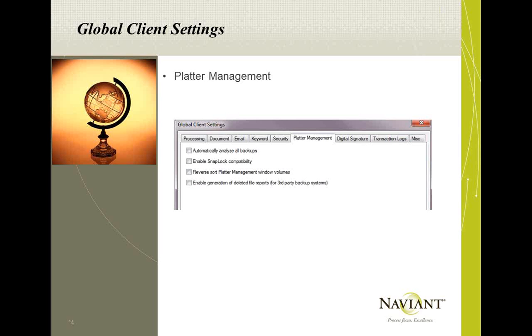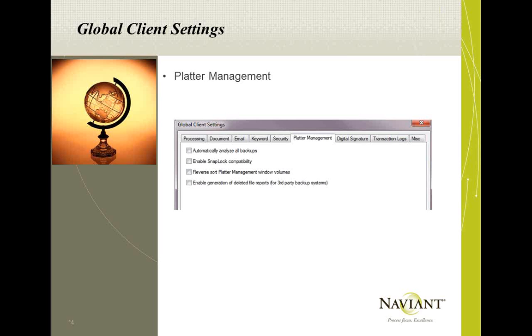And then the third one down, the reverse sort platter management window volumes. So this just reverses the order in which you're seeing them, so that the highest volume number to the lowest volume number is done. And it creates a button that allows you to resort. So it's kind of like a custom query in the fact that you can get those results and then you control in what sequence you see them, which is kind of nice.